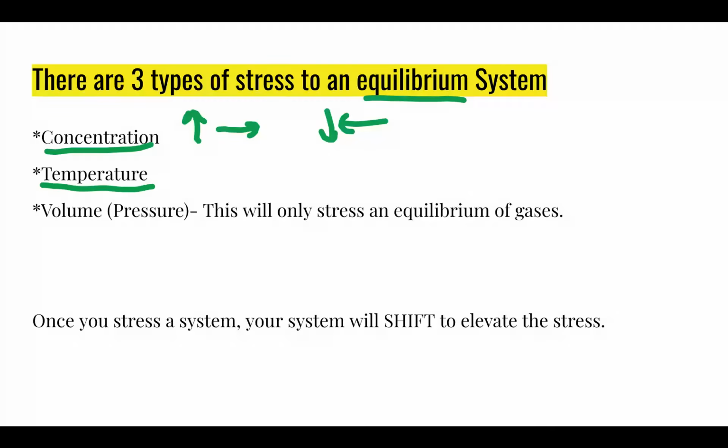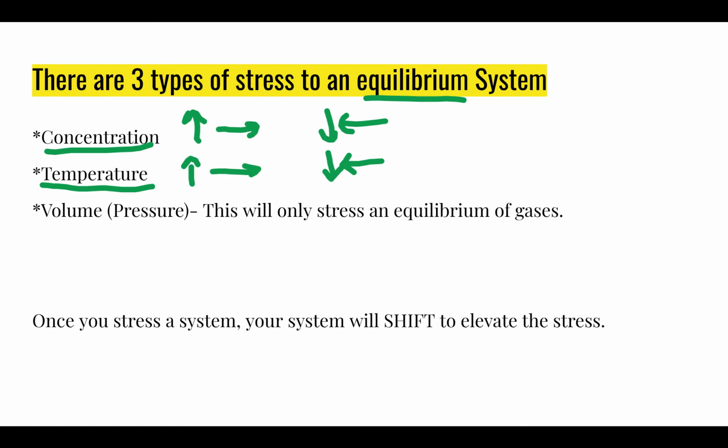The other stress we can have is temperature, and this is the same idea. If you add temperature in, heating it up, you shift away. If you take it out, you shift towards. With temperature stresses, you would need to know if your system is endothermic or exothermic. So sometimes you might have to add in some Hess's law to figure that out.